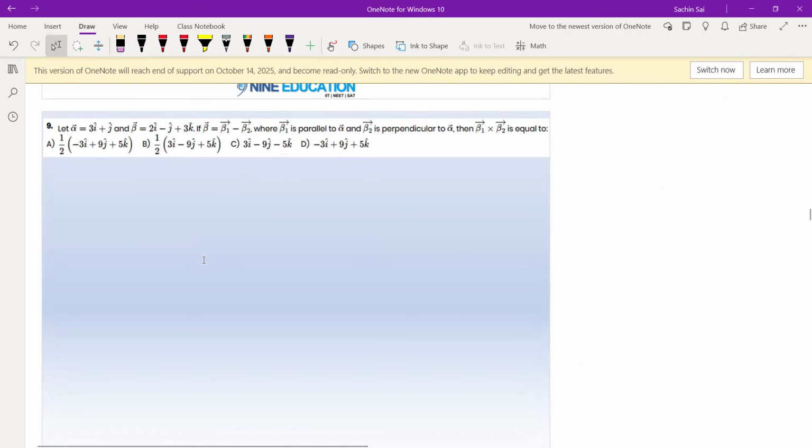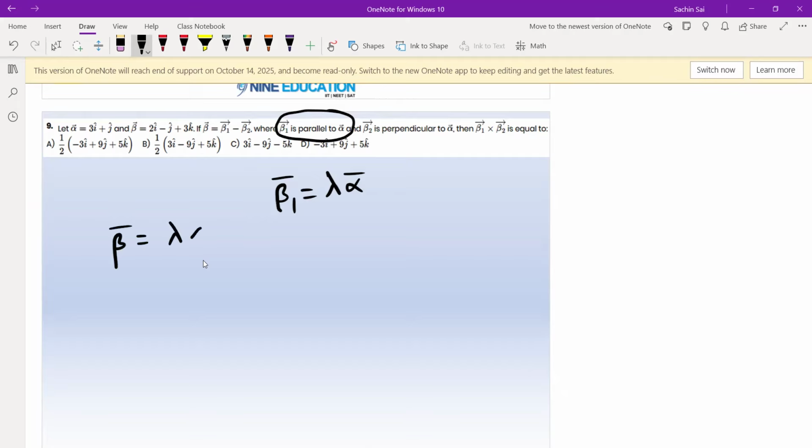Question 9, alpha is given, beta is given, and beta is of the form beta 1 minus beta 2, right? So here you have beta 1 is parallel to alpha bar, which means beta 1 should be some scalar multiplied by alpha, right? Two vectors are parallel, then each vector can be written as a scalar multiple of the other. So here beta 1 can be of the form lambda alpha, right? So that gives you beta equals lambda alpha bar minus beta 2 bar.